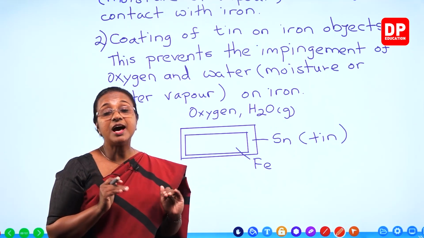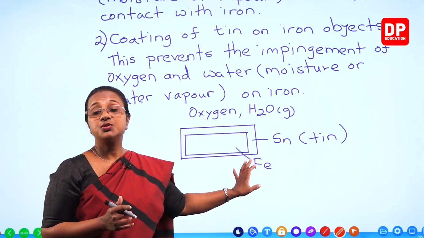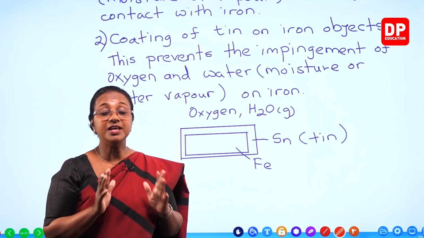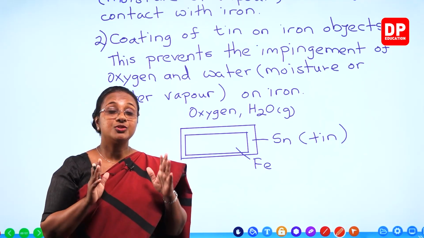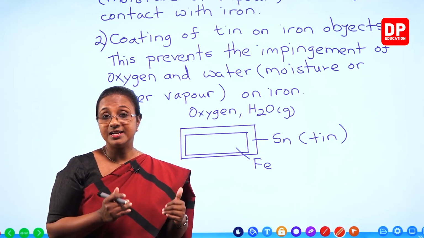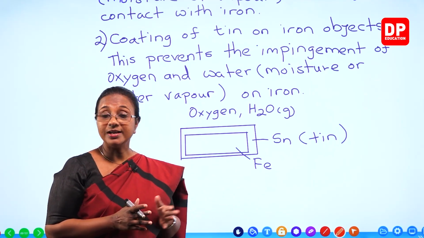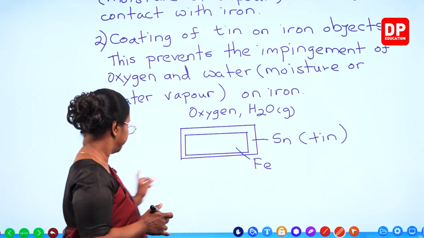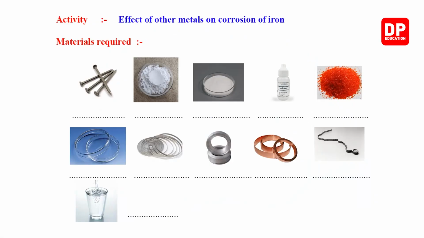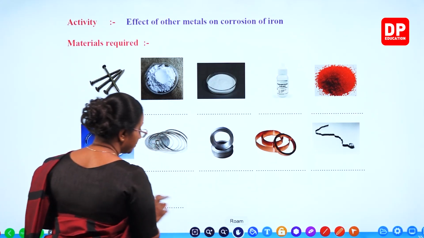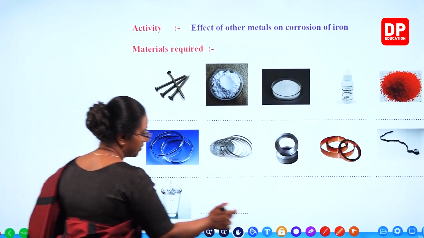But if there is a scratch on the surface of this coating, will iron rust or not? That is something you all need to understand. So to understand that, we need to first understand the effect of different metals on rusting. That is what I am going to discuss next. So for that, there is an activity, effect of other metals on corrosion of iron. And to do this activity, there are these materials that are required to us. So first I'll label the materials on this side.